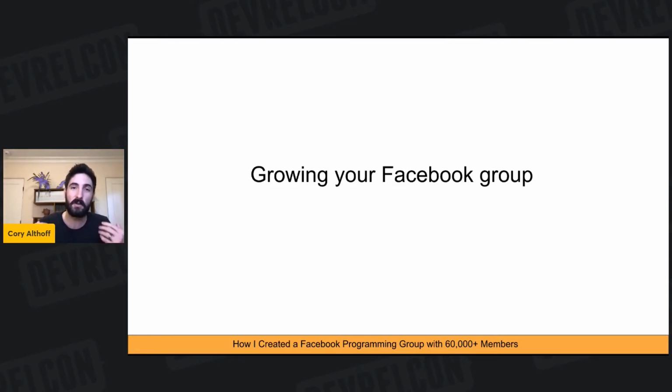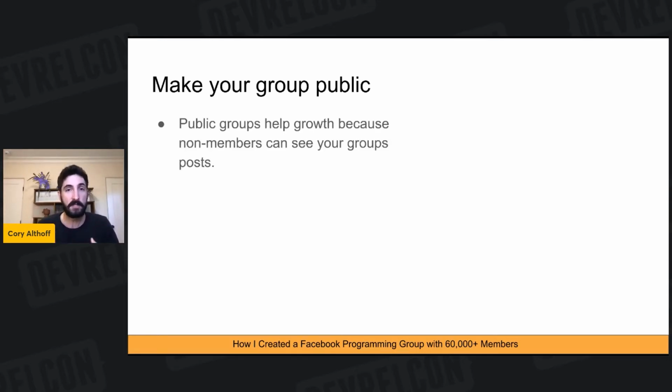So how do you grow your Facebook group? Well, the first thing you want to do is make your group public. This was a big discussion when I created my group. A lot of people that joined felt like they would be more comfortable asking questions if the group was private. But unfortunately, that slows down growth. Public groups help growth because more people see your group, because non-members see all of the posts, and that helps create a nice cycle of growth.